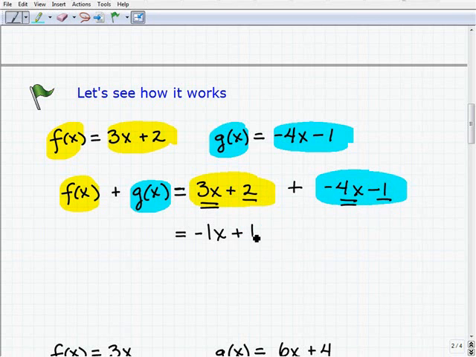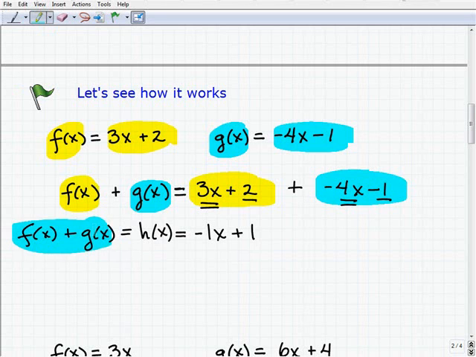Okay, so f of x plus g of x would be equal to negative 1x plus 1. And of course I could say, well, I'm just going to call that a new function h of x, which is equal to the sum of those two functions, if I chose. If not, it's perfectly fine just to write it like that.